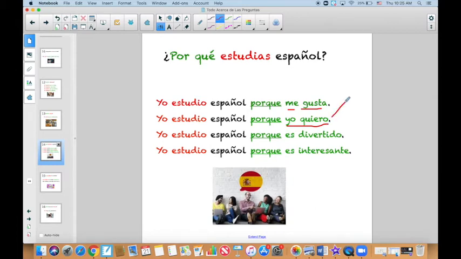That's a word that, if we would have had more time in class, we have a unit that focuses on the verb querer, to want. Querer is a fundamental verb in Spanish too. It comes up in almost every unit. Querer, to want. Yo quiero, I want. ¿Por qué estudias español? Why do you study Spanish? Yo estudio español porque yo quiero, because I want to.